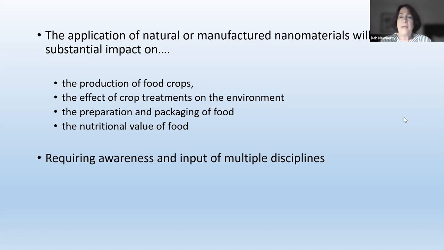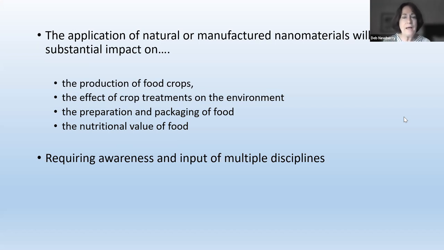And then, is there a way that we can improve the nutritional value of food by the way that we grow it? The idea is, if the food is more nutritious, you don't need to eat quite as much of it. And again, that's the volume versus the world population.